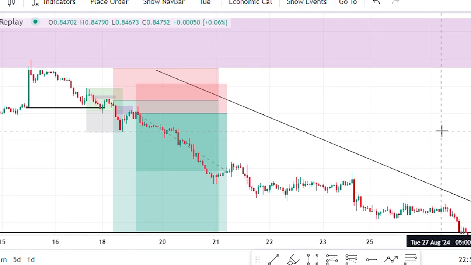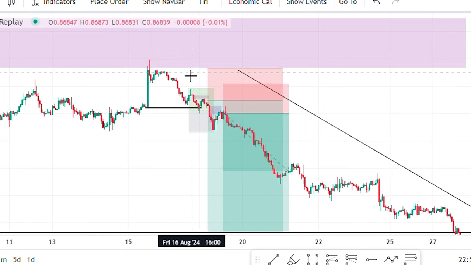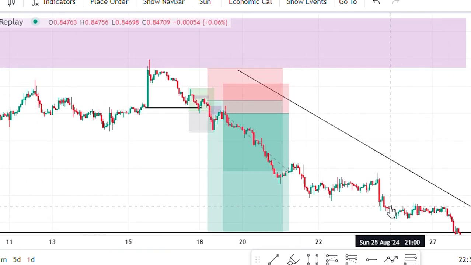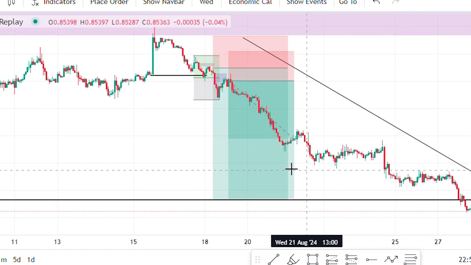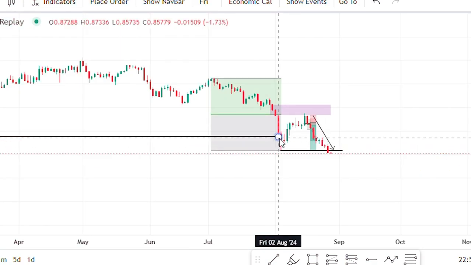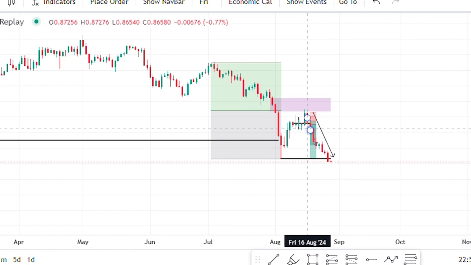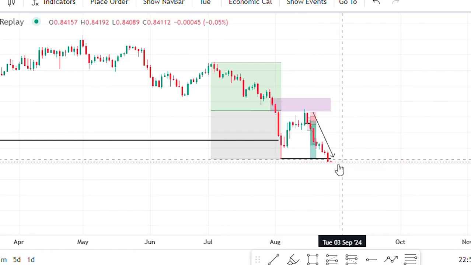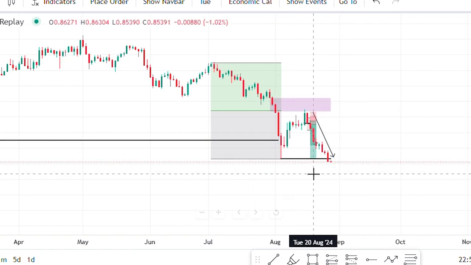You can see how exactly price moved from our internal range liquidity to external range liquidity. This was the relation between external range liquidity and internal range liquidity. Once price took out this external range liquidity, we will be looking for internal range liquidity. After taking this internal range liquidity, we will target this external range liquidity.